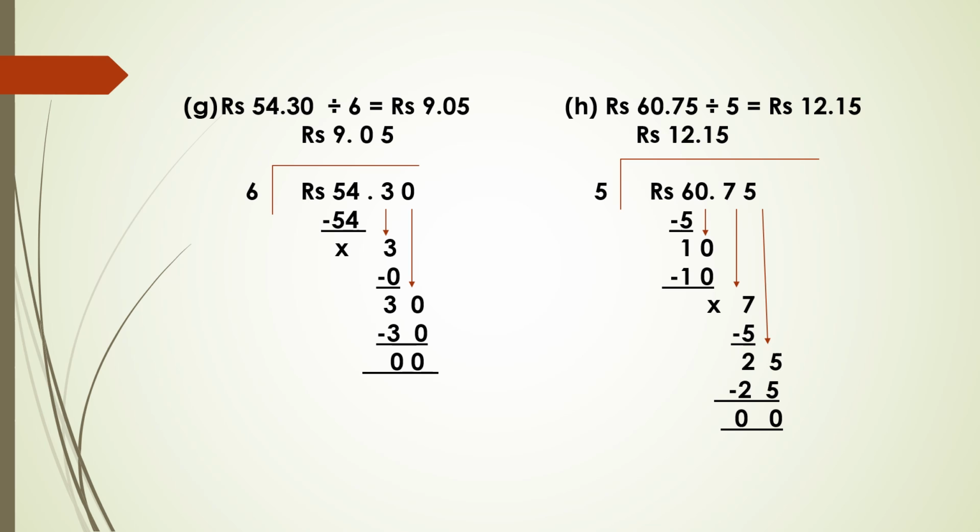After that, you can see on the dividend part 5 is written. So bring that 5 downwards. It will become 25 now. Now 25 comes in the table of 5 5 times. So write 5 on the quotient part. So 25 minus 25, it will be 0. So your remainder is 0 here. And your quotient is 12 rupees 15 paisa.